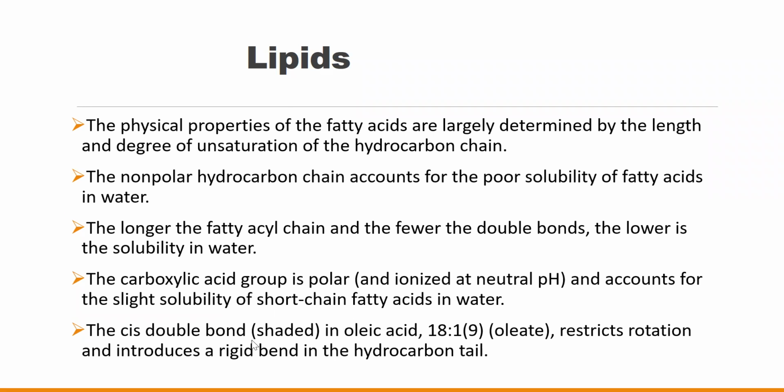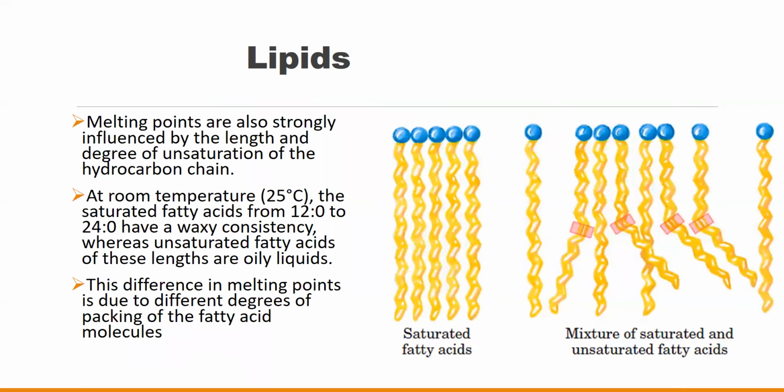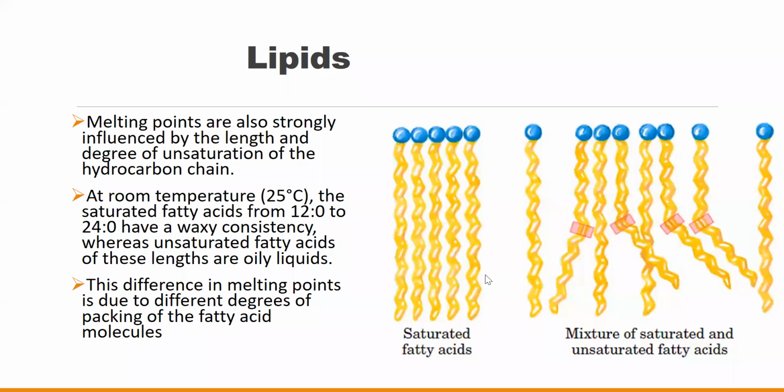Again, the double bond in oleic acid restricts rotation and introduces a rigid bend in the hydrocarbon chain. Because of the double bond, it doesn't rotate around the double bond. So there is a rigid bend in the hydrocarbon chain like this one. Now you don't expect this to rotate, unlike a single bond, which can be rotated. But for this double bond, don't expect it to be rotated.